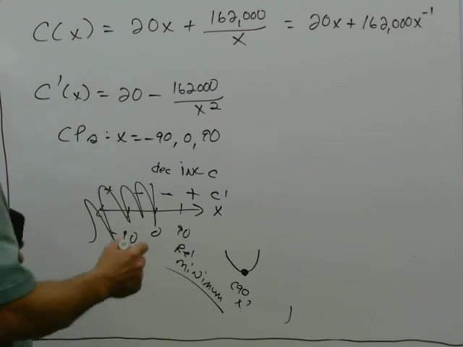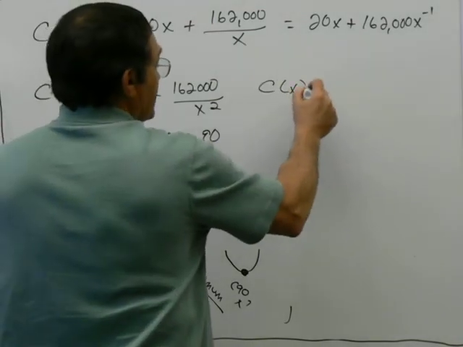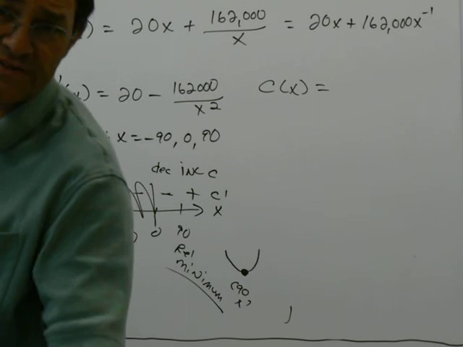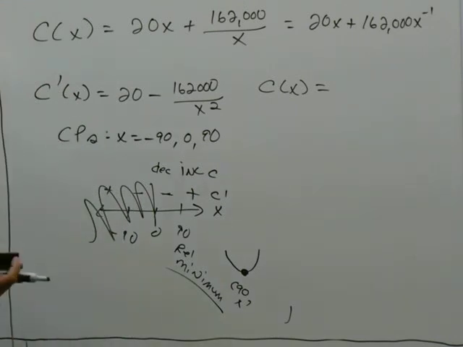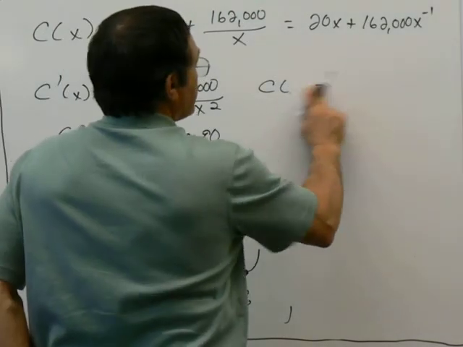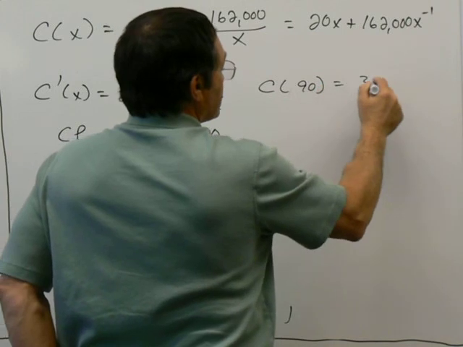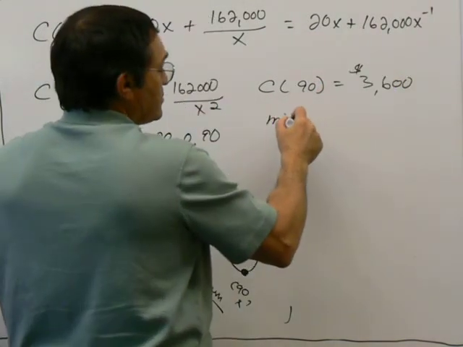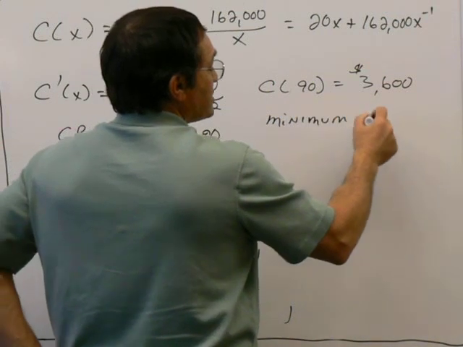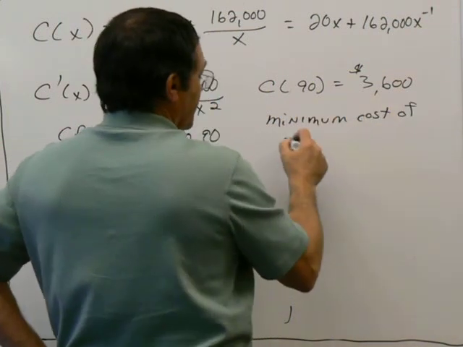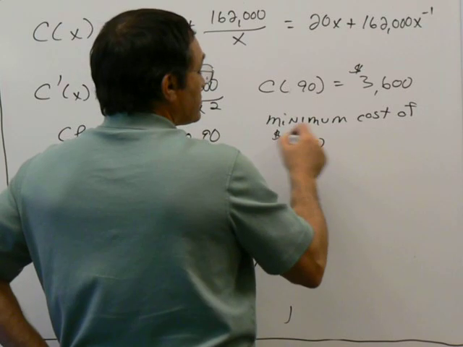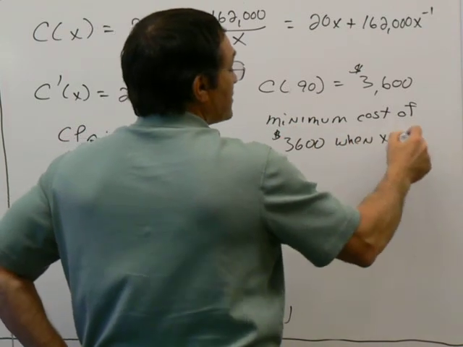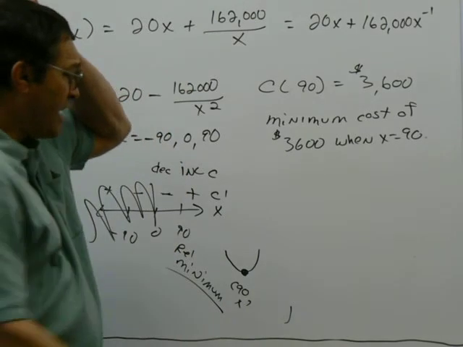And so if x is 90, I need to find c of x. Plug it into this equation. You've got that in your calculator, and evaluate it when x is 90. And you get $3,600. So you have a minimum cost for the fence of $3,600 when x is 90.